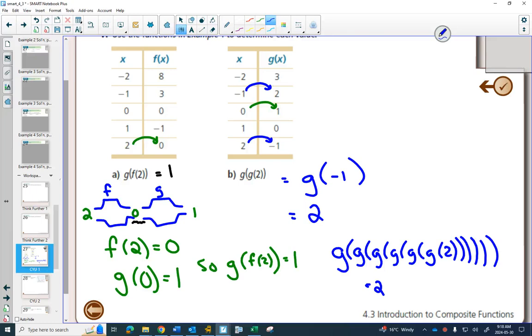And if I put another g in front, it would be negative 1. And it goes back and forth like that. This is composition of functions just using a table of values. Question for practice is number 4.